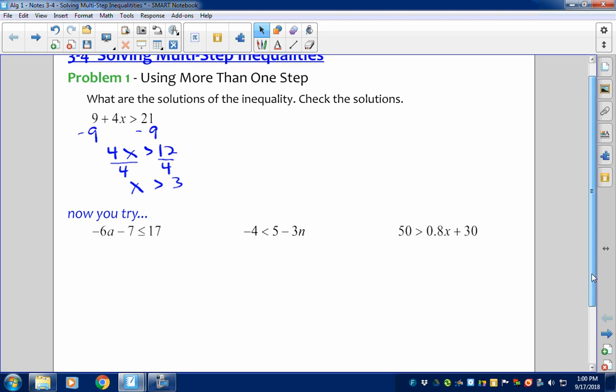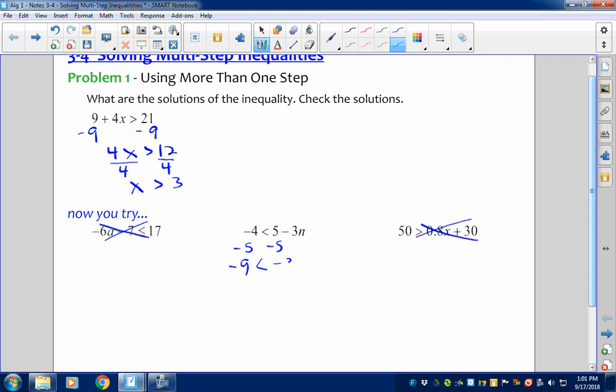Okay, we're not going to do all these down here. We're going to do just one of them. I think we'll do this one in the middle, so you can X out this guy, X out this guy. This one in the middle, you are going to have to flip the inequality. Also, notice the letters on the right. So I'm going to subtract 5 from each side. That's what I would do at least. So I have -9 is less than -3n.